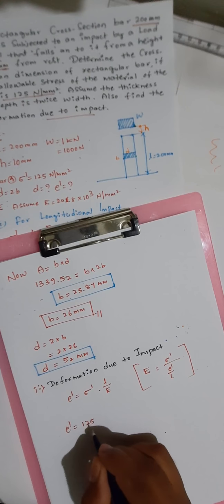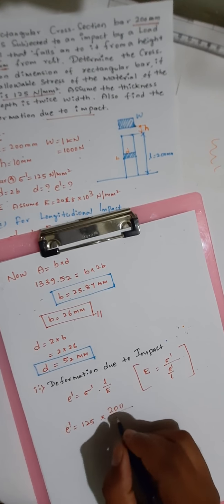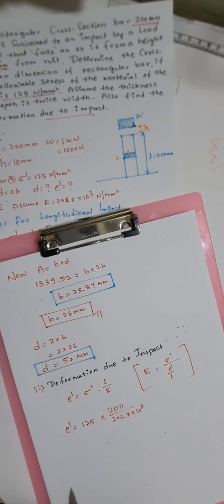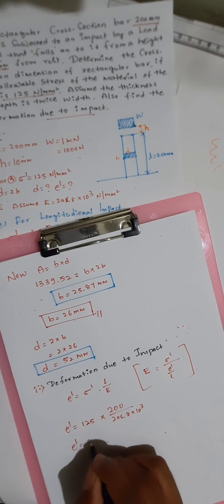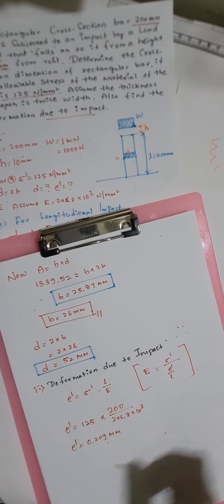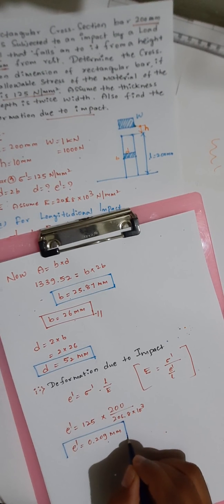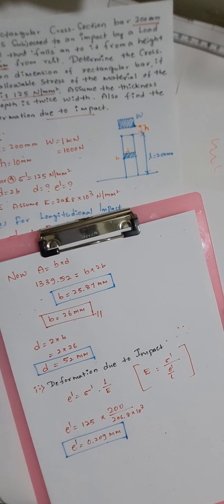125 into L, which is 200, divided by 206.8 into 10 to the power 3. If we simplify this, E dash is equal to 0.209 mm. This is the deformation due to an impact. Okay, this is the given problem with respect to this impact loading condition.